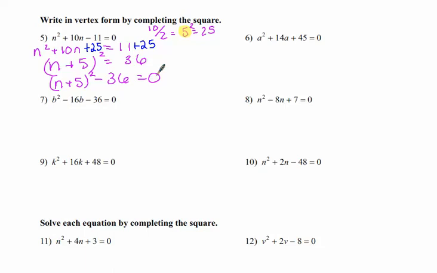Number 7. Step 1, I'm going to move the 36 over. I take the negative 16, divide by 2, I get negative 4, square it, and I get 16. I'm going to add 16 to both sides. Actually, I did that wrong, didn't I? Yes, ma'am. What did I do wrong? I divided, didn't I? I got negative 4. It's negative 8. What's negative 8 squared? Positive 64, thanks. So I'm going to add 64 to both sides.